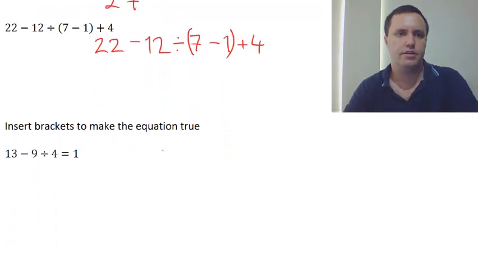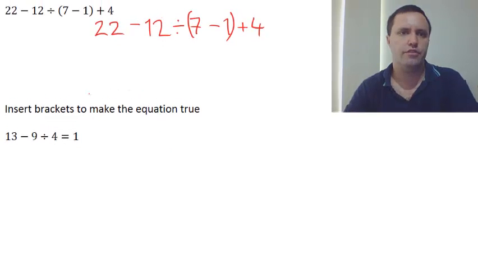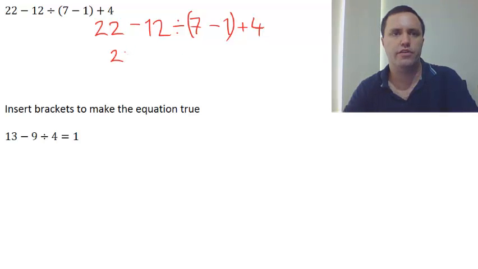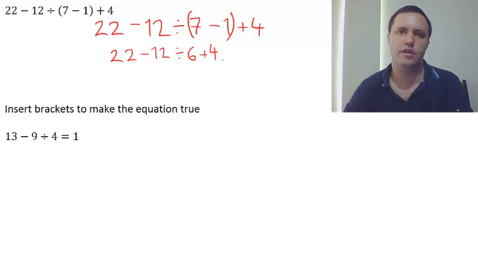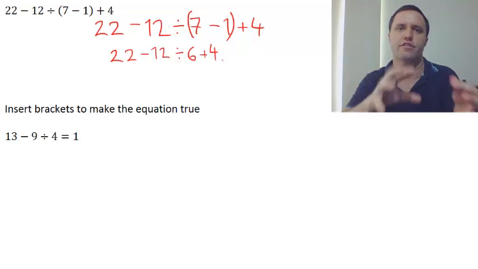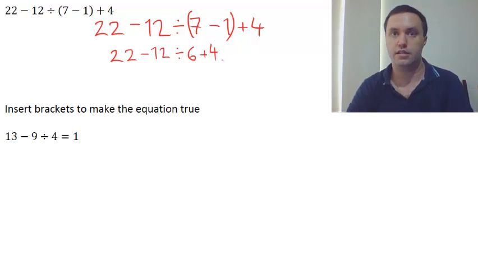Okay, so again, we go through and we look, are there any brackets? There are. So we have some brackets here. Let's work those out first. So I just rewrite the whole thing, 22 minus 12 divided by, well, 7 minus 1 is 6 plus 4. So that's why it's good to work down the page. It's easier for you to make sure you're including everything in the next line of your calculations.